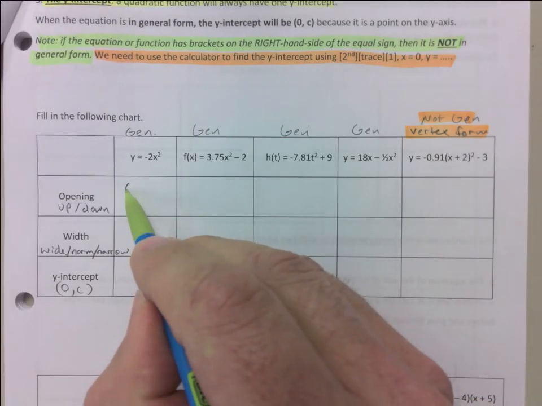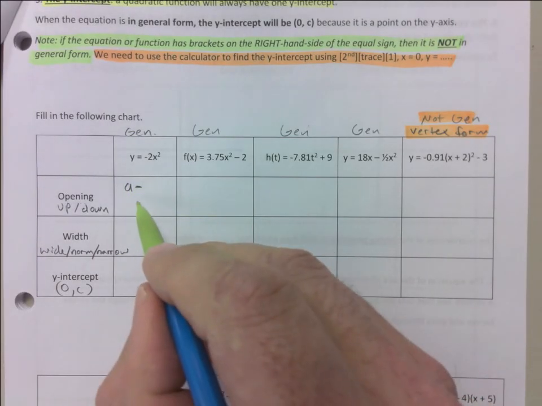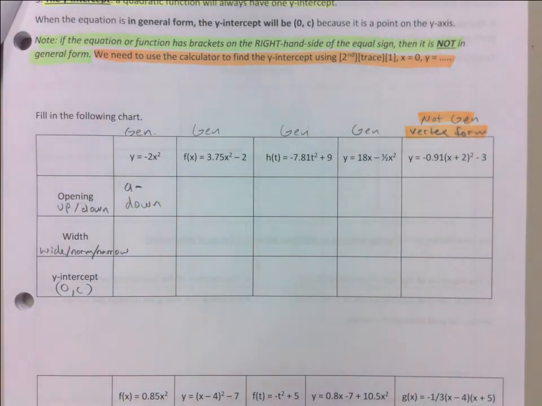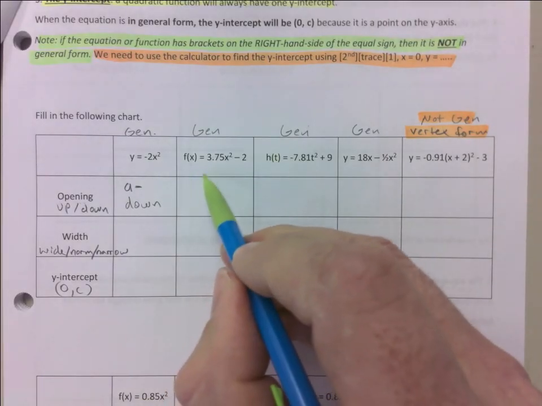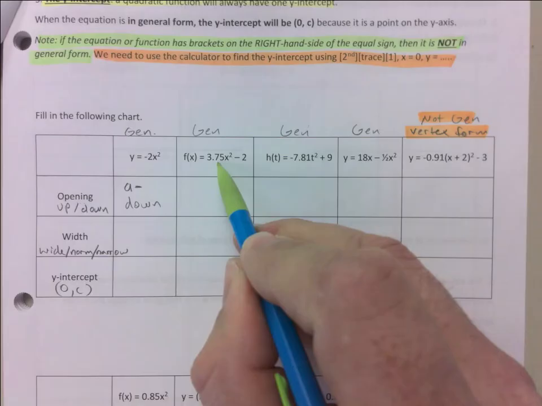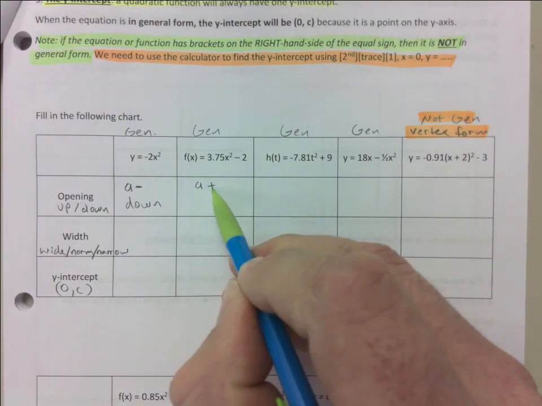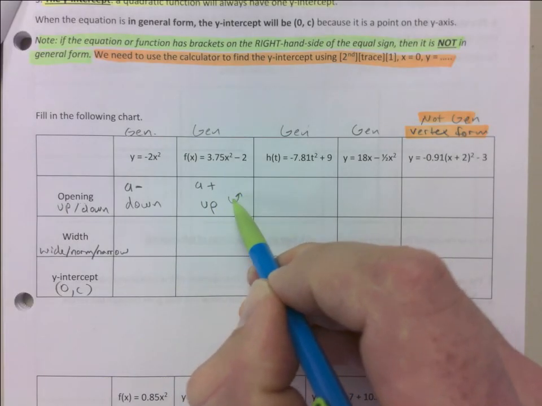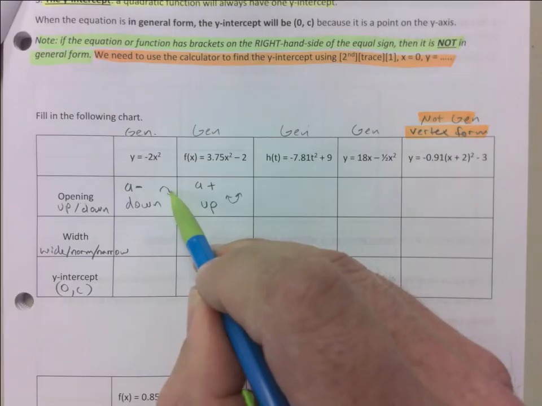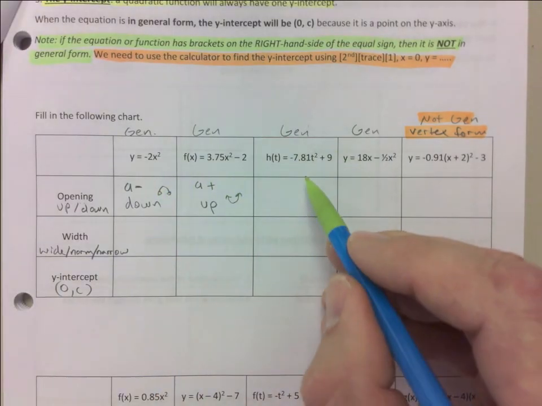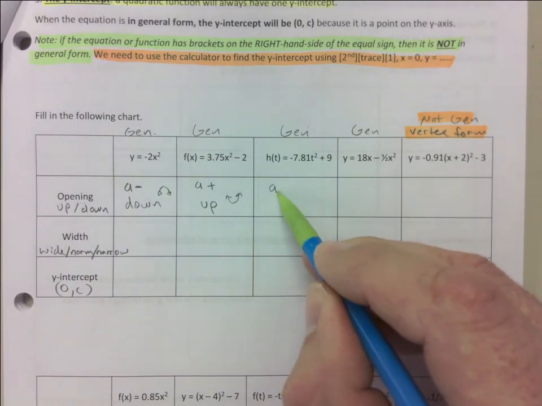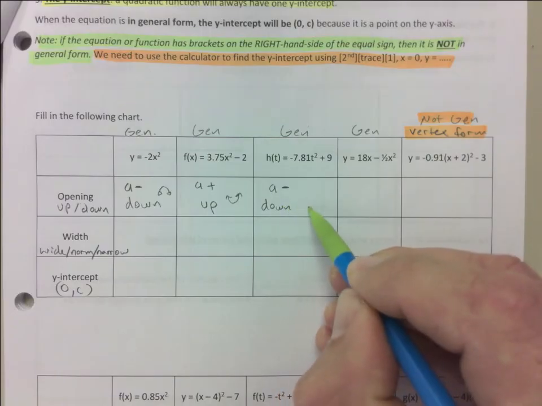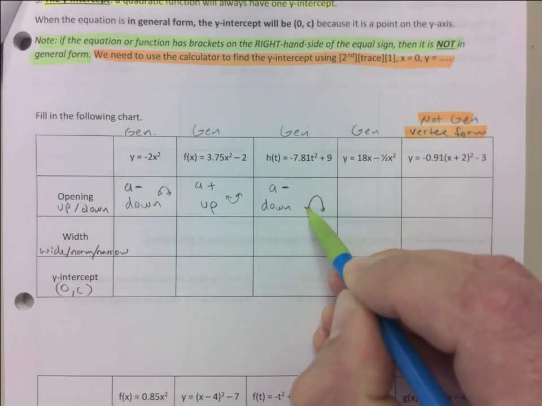Opening. A is negative, correct? So it's going to be down. It's going to go down. Okay? What about a here? A is in front of the x squared term. A is positive. That's going to tell us that this thing is pointing up like this. This one is going down. Okay? What about here? A is negative, so it's going down. We are expecting something like this.